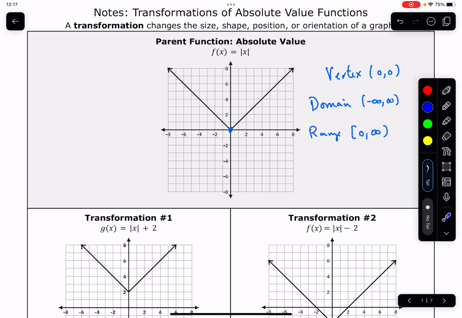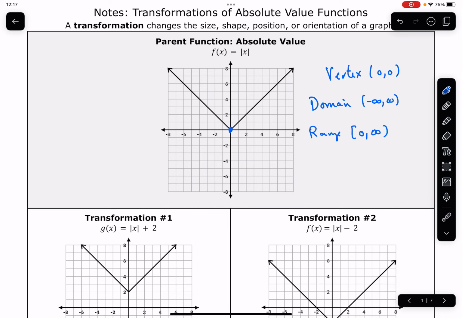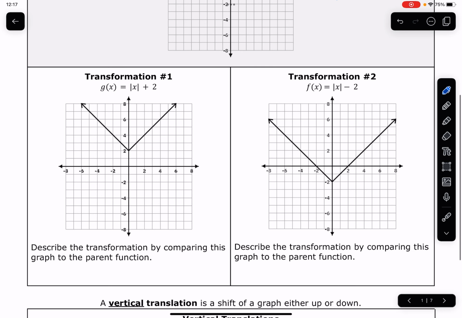Well, what happens when we transform this and shift the graph up or down? Notice how this graph has been shifted up from 0, 0 up to this point right there. It shifts up exactly 2 units because we're adding 2 to the absolute value of x. There's the absolute value, that's what makes the v, and we're adding 2 to it. So instead of the vertex being at the origin, the vertex has now been shifted up 2 units.